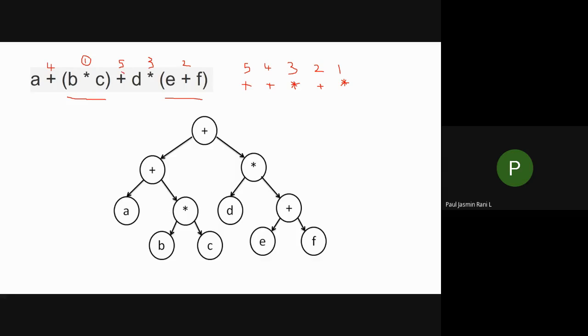So this will be marked as the root, and the whole thing on the right should be taken as the right, and the whole thing A plus B star C should be taken as the left. Okay, can you see this one? The whole thing comes under your left and the whole thing comes under your right. After doing this, now I go for the next operator, that is the plus.